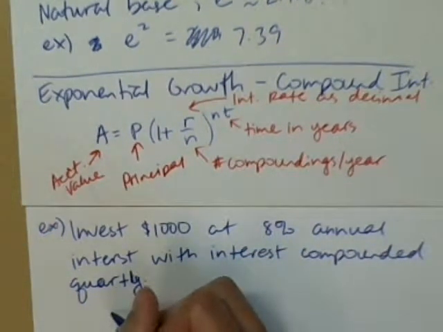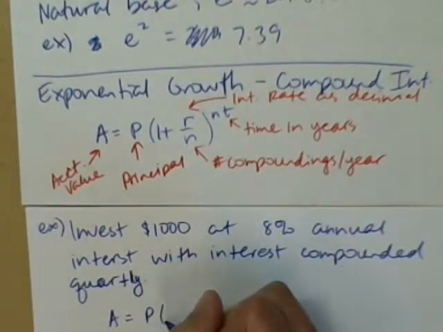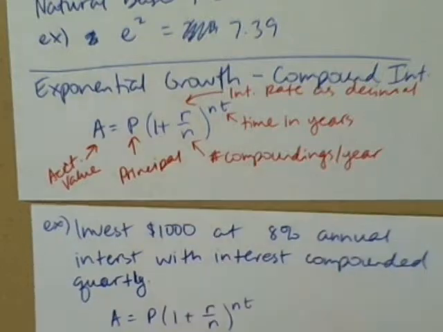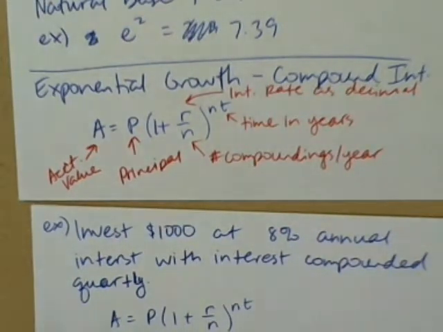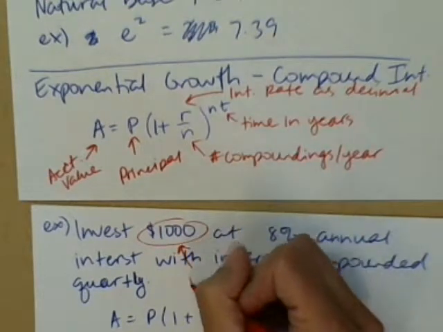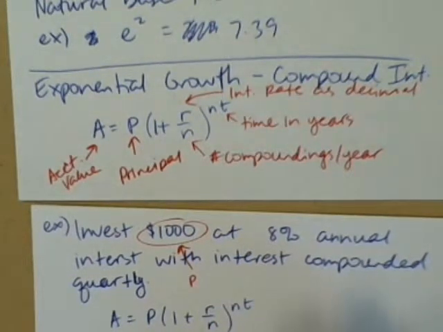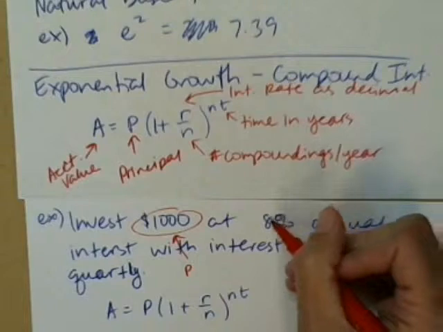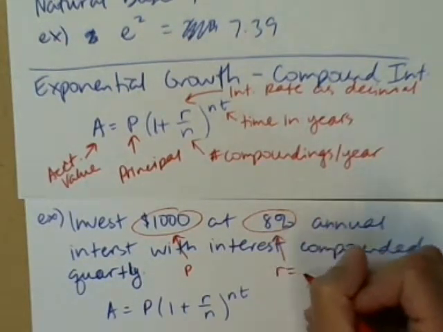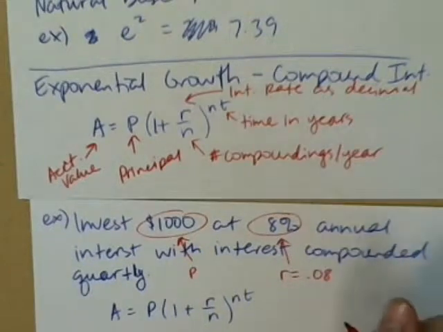Well, the nice thing is that you can just use the formula. So P(1 + R/N)^(NT). I'm going to identify all of our pieces. I'm investing $1,000. So my initial amount, P, is $1,000. 8%, I want R, which is 8%, but I want it as a decimal, so that's 0.08.